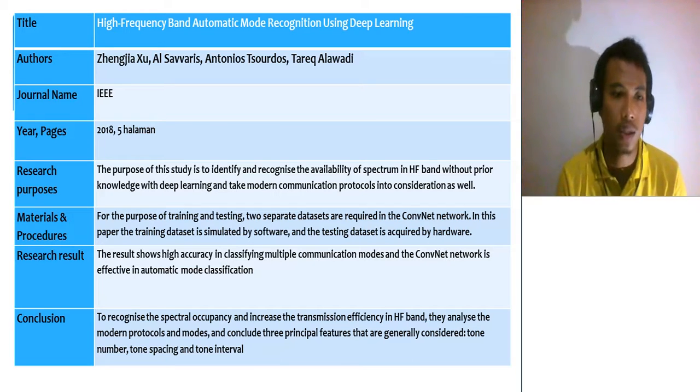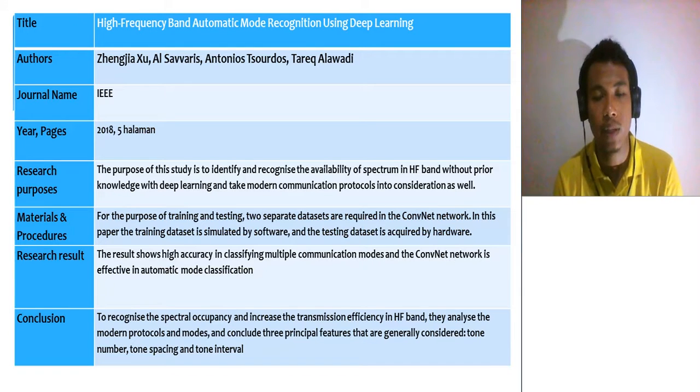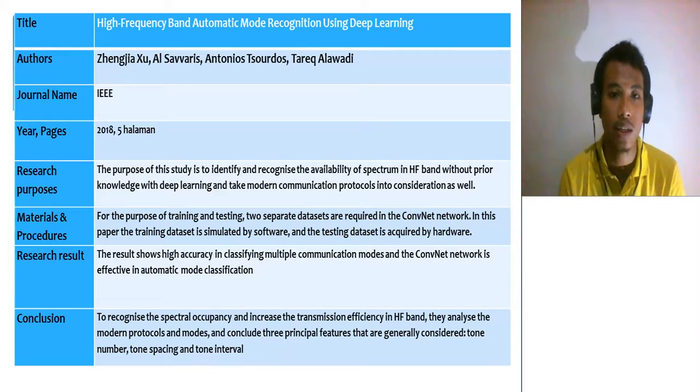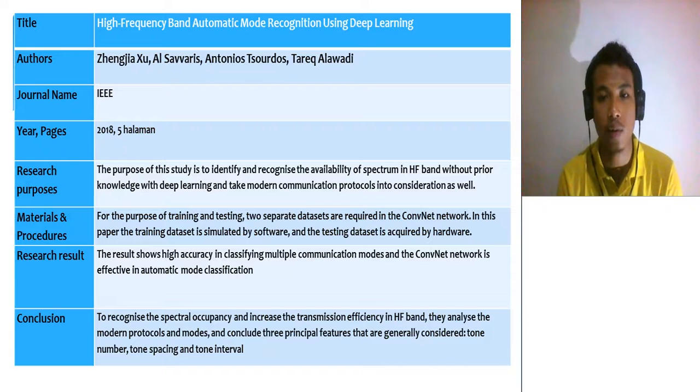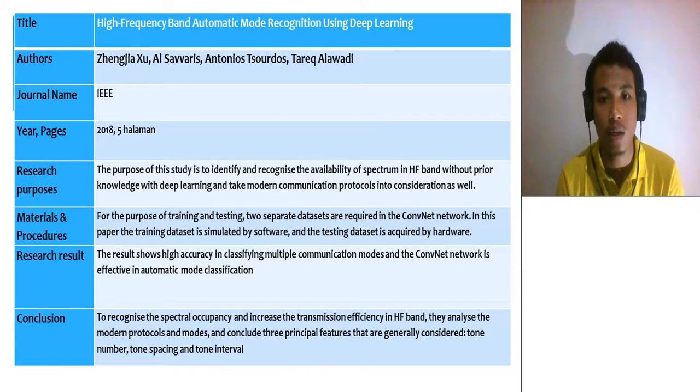And what is the purpose of this research? The purpose of this study is to identify and recognize the availability of spectrum in the high-frequency band without prior knowledge, with deep learning, and take modern communication protocols into consideration as well.